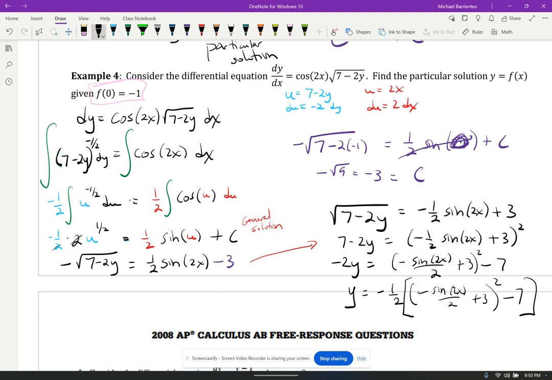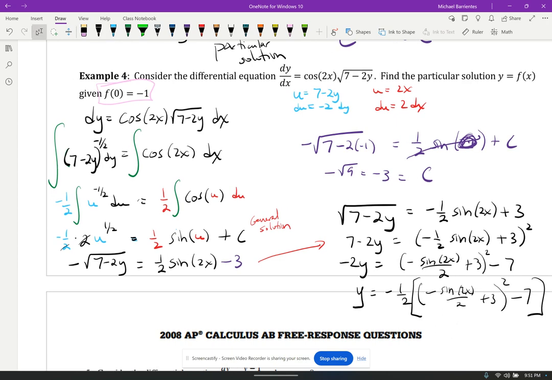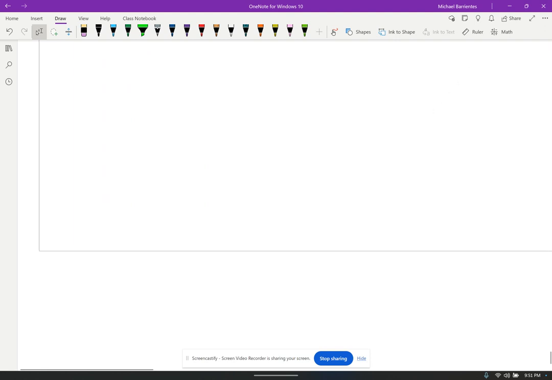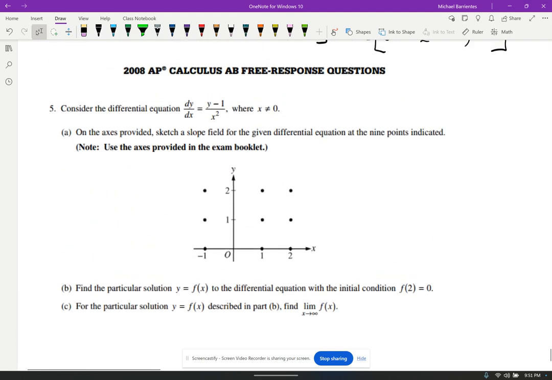Whoa, that seems like a lot. Separate and integrate. Whenever you're solving a differential equation, separate and integrate. Don't forget. We're going to look at 2008 here. This is an AB question, but it certainly could be a BC question. And I think this is the last problem in this section.